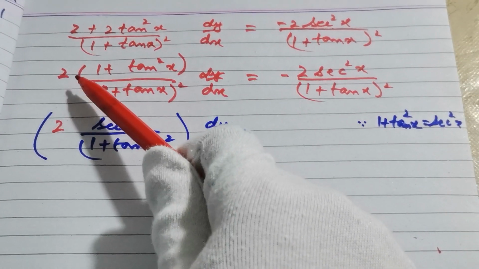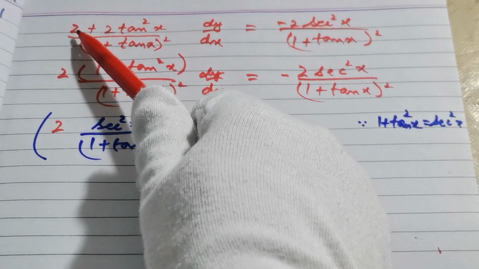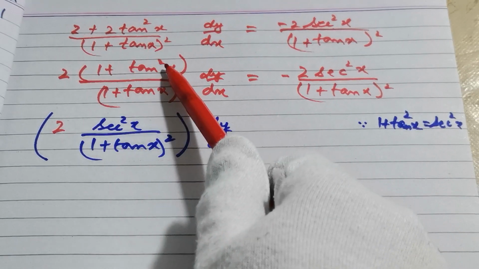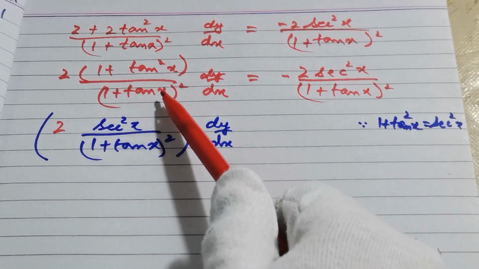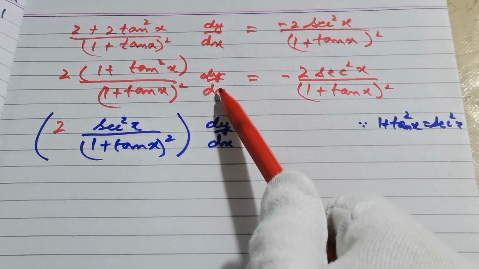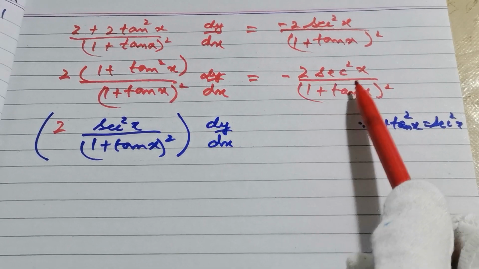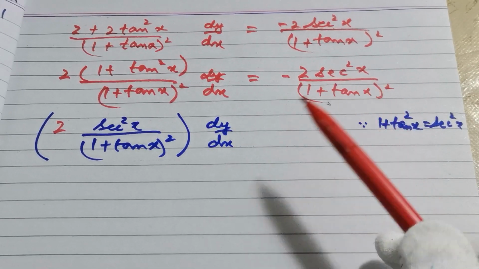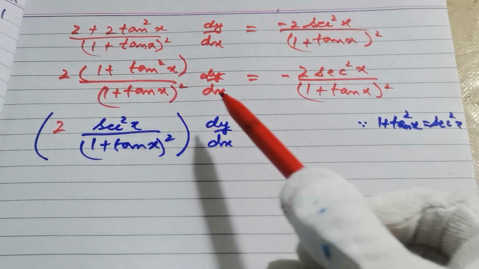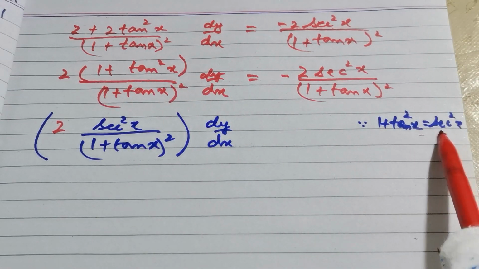Now we take common 2. 2 is common. 1 plus tan squared x is left. d/dx of 1 plus tan x whole square is equal to minus 2 sec squared x divided by 1 plus tan x whole square. Now we can see that 1 plus tan squared x is equal to sec squared x.